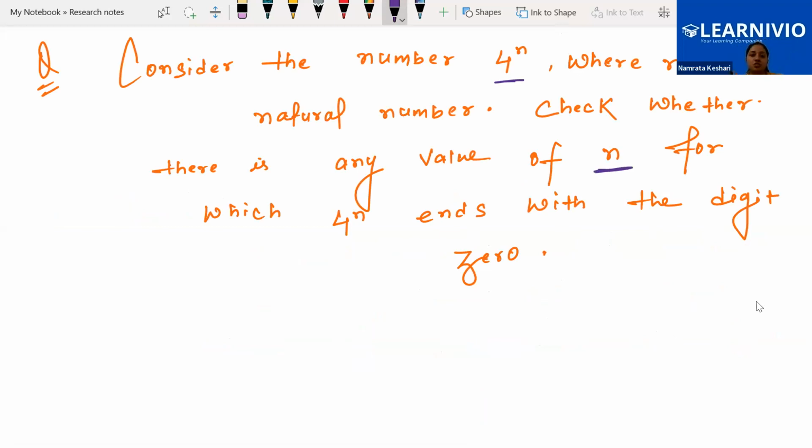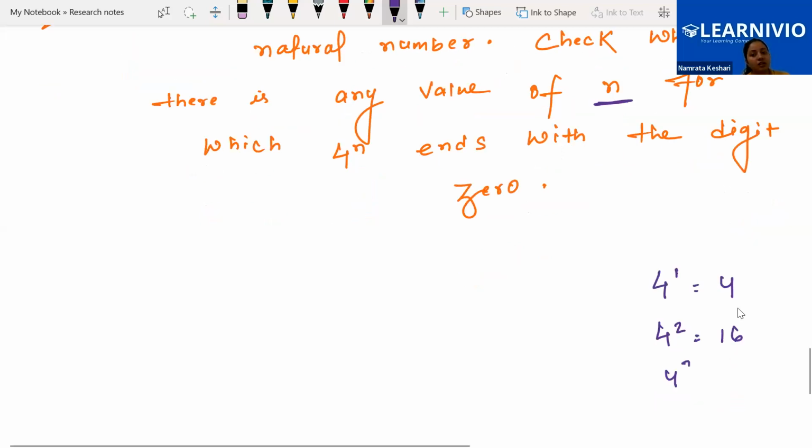We have to check, is there any value of n for which 4 to the power n ends with the digit 0? Like 4 to the power 1 is 4, 4 to the power 2 is 16, 4 to the power 3 is 64, 4 to the power 4 is 256.